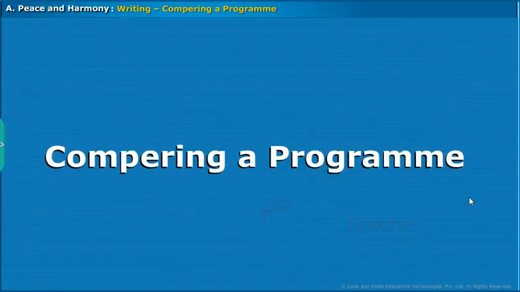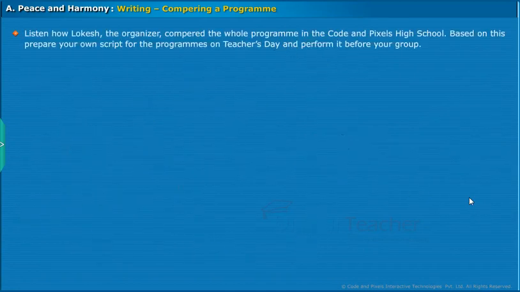In this section, we will learn how to prepare a script for compering a program. Listen how Lokesh, the organizer, compered the whole program in the Code and Pixels High School. Based on this, prepare your own script for the programs on Teacher's Day and perform it before your group.